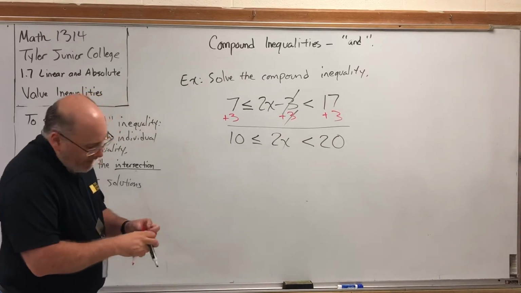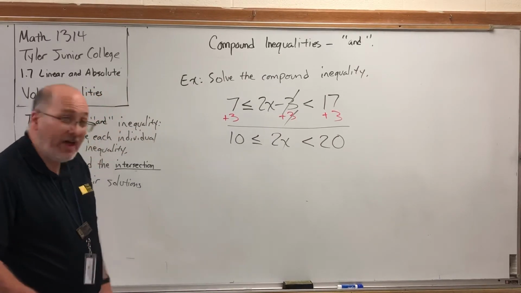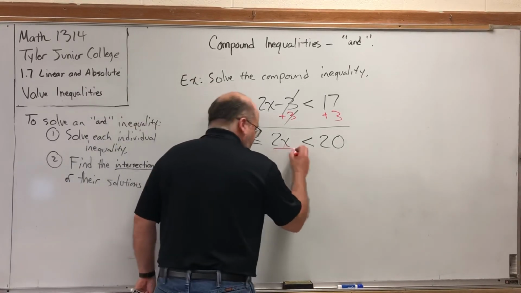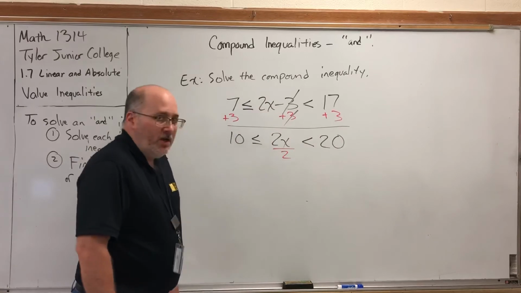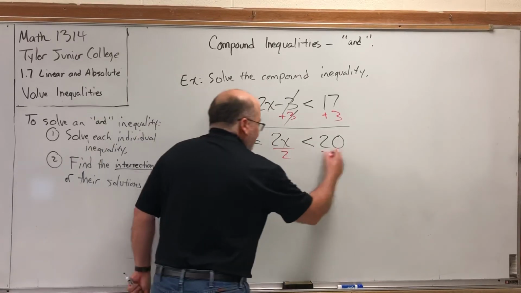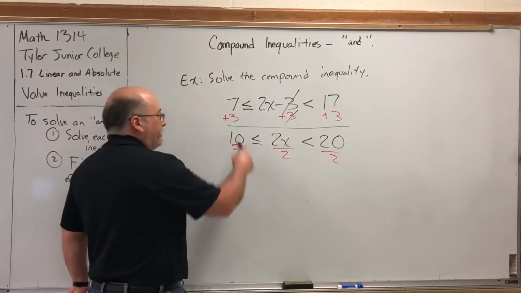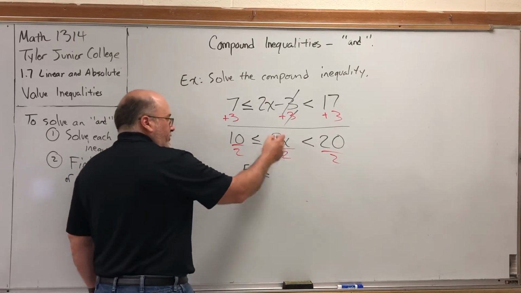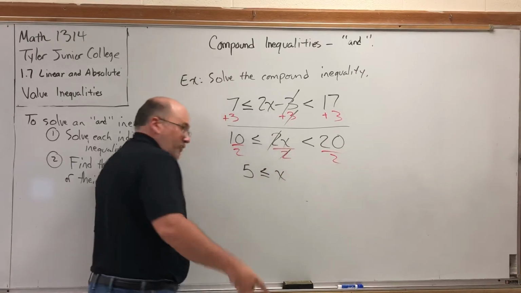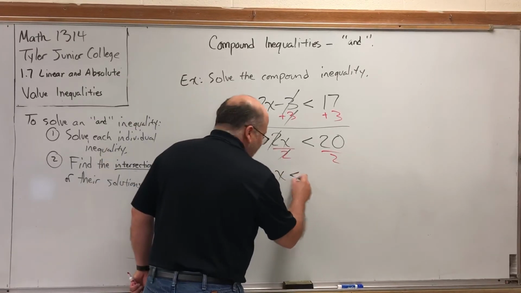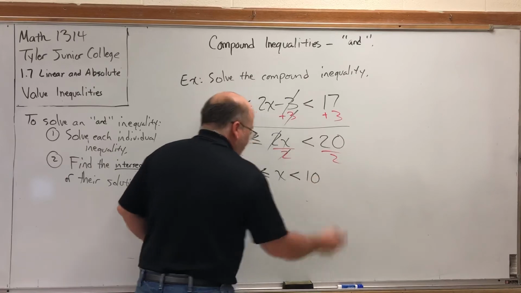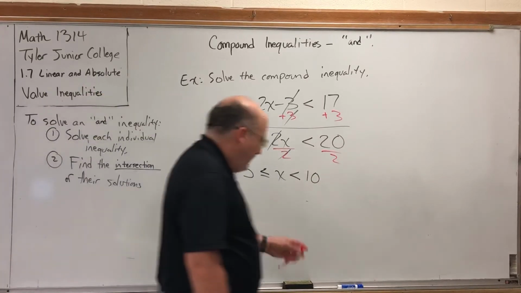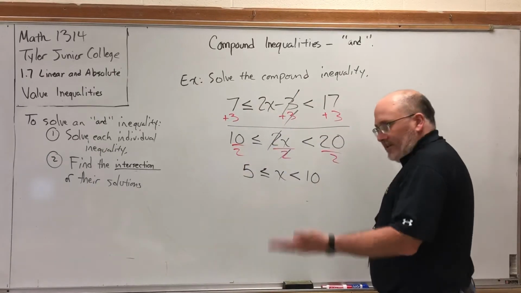And the same thing for the last move. Instead of whatever we do on the left, we do on the right, the rule here is whatever we do in the middle, which is divide by 2, we'll do on both the left and the right. So 10 divided by 2 is 5, is less than or equal to, the 2's cancel in the middle, leaving the x, that was the goal, is less than 20 divided by 2 is 10. So you're just solving both equations simultaneously. And we still have to do the number line in the interval.